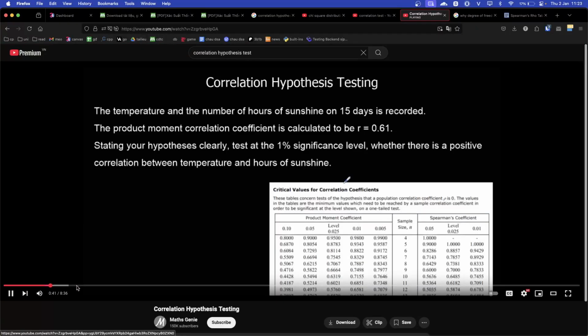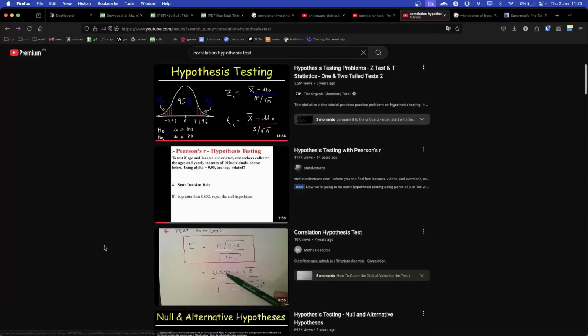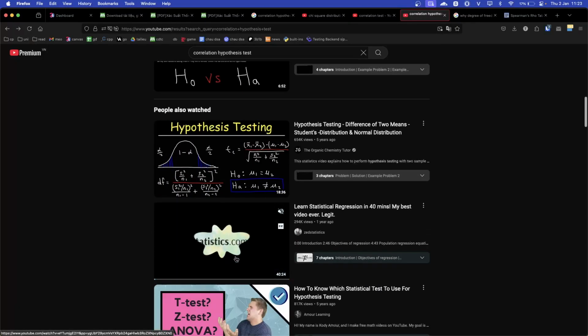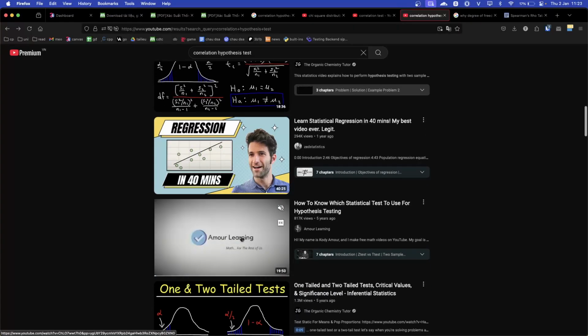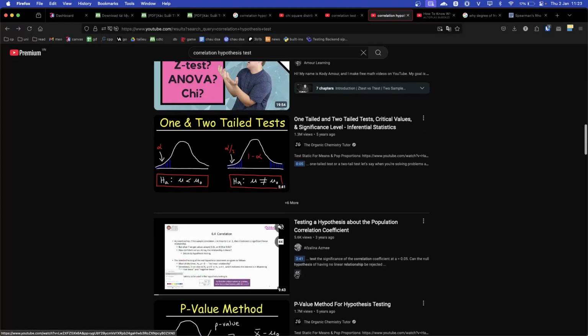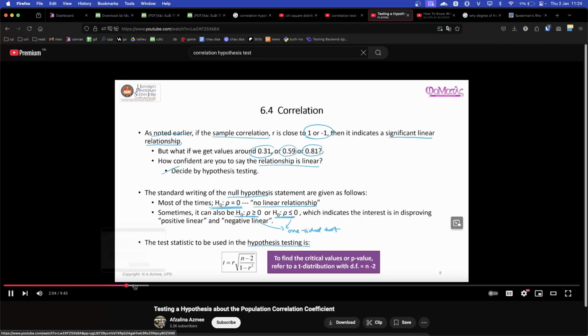A correlation of a sample is... So here we've got a question. Okay, in this question. Well, as noted earlier, if the sample correlation R is close to 1 or negative 1, we know that part follows the same idea.